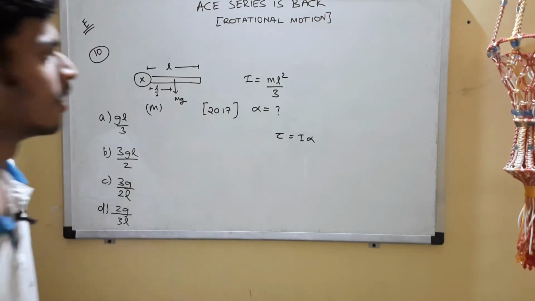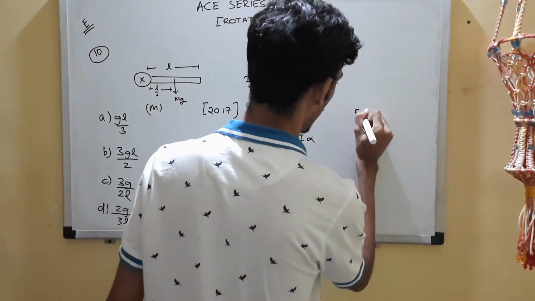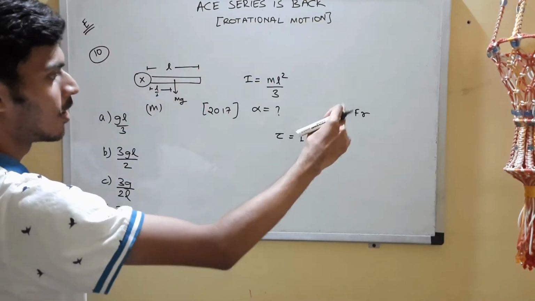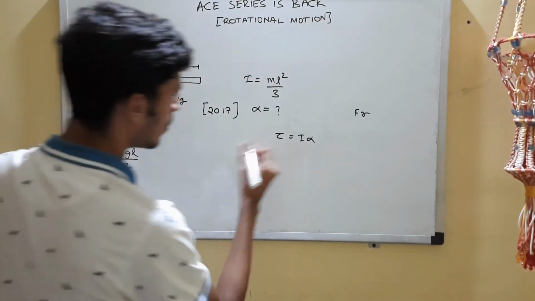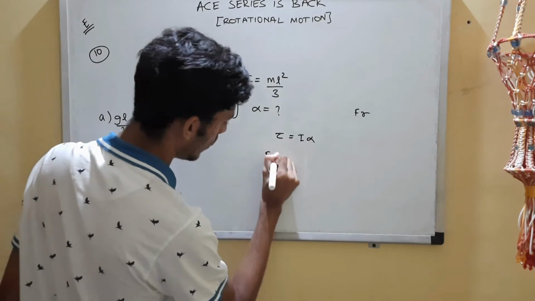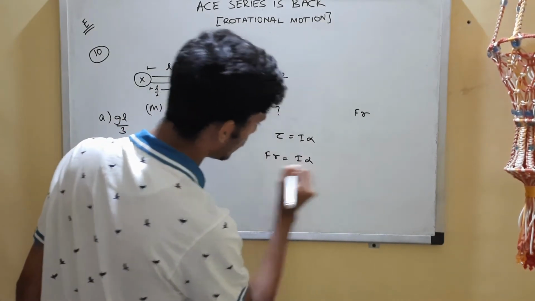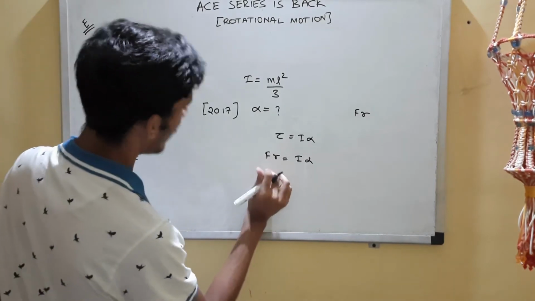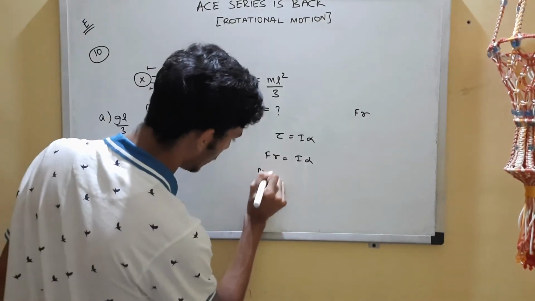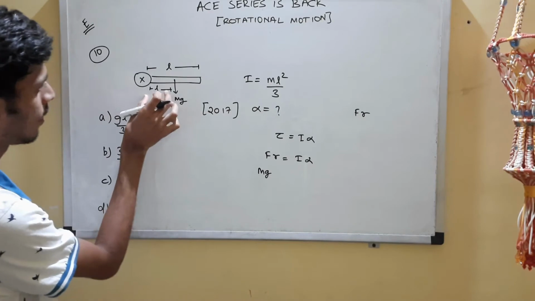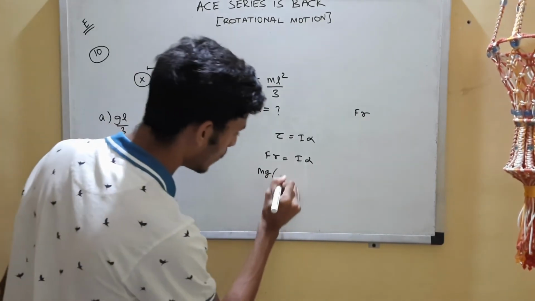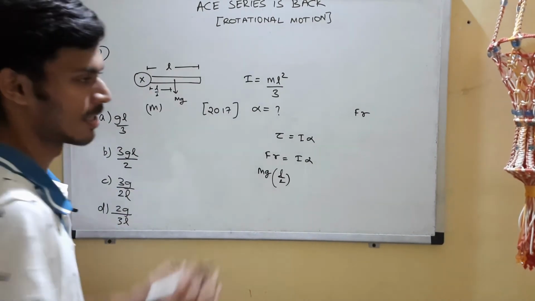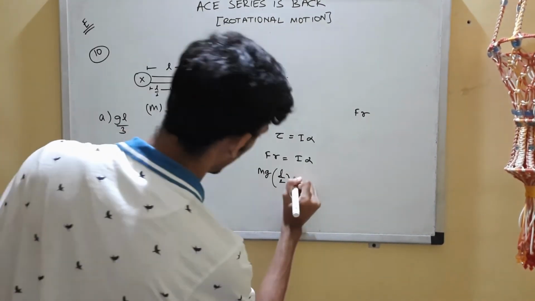So torque, we can write it as F into R. F and R are both perpendicular, so sine of 90. So torque is F into R, and that will be I times alpha. So F is mg, and the distance r from the axis is L by 2. Keep in mind that the mass is concentrated at the center of mass. This is a uniform rod, we are assuming that.